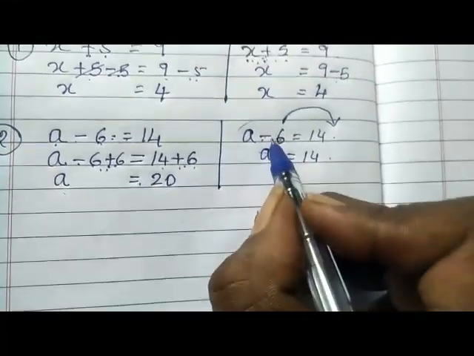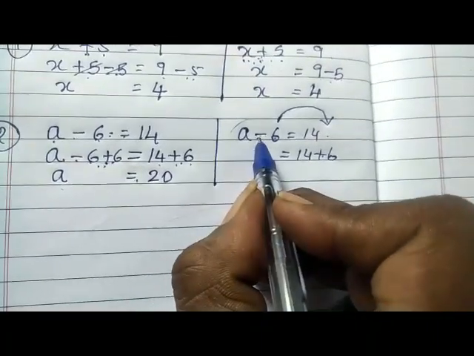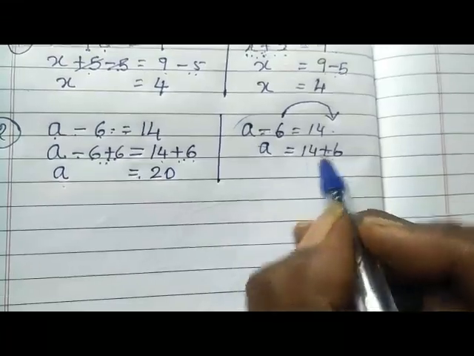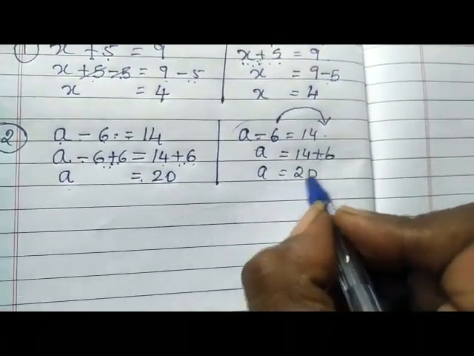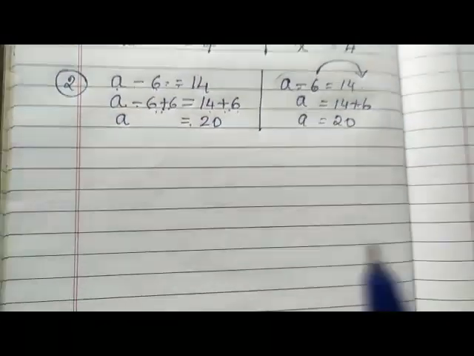Now here this minus 6 will become plus 6. If plus is there, here you have to write minus. If minus is there, here you have to write plus. So A is equal to 20. I think everyone understood properly.